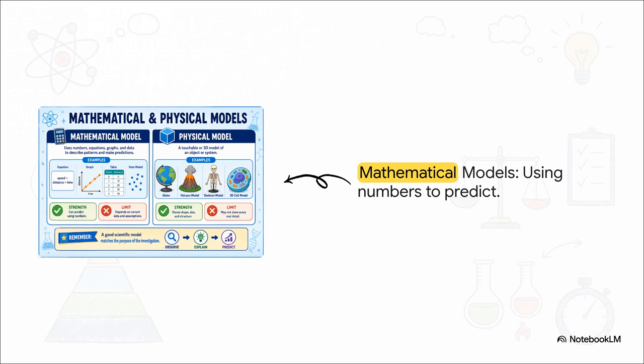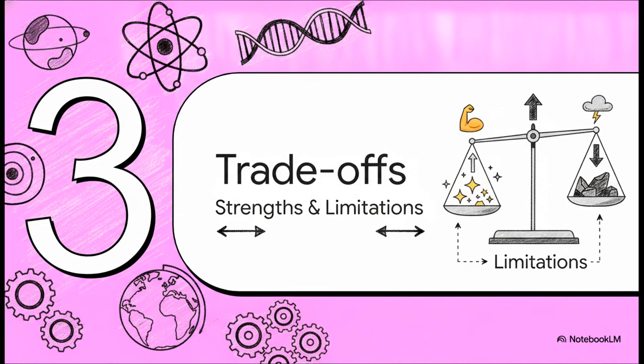If you want to know exactly how long it's going to take a rocket to reach Mars, you're not going to draw a conceptual diagram, right? You're going to rely on the cold, hard numbers of a mathematical model. Which leads us perfectly into section 3, trade-offs, strengths, and limitations.